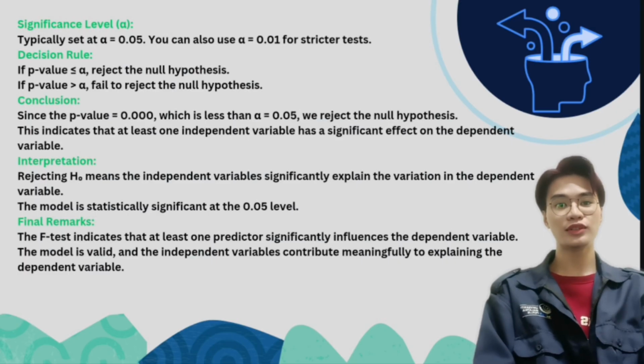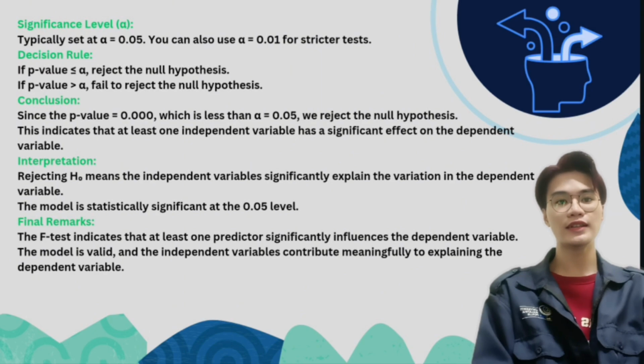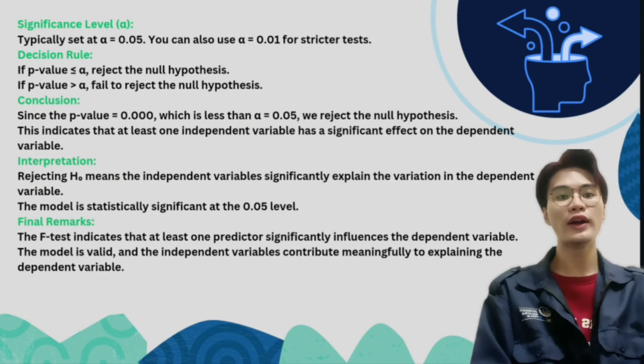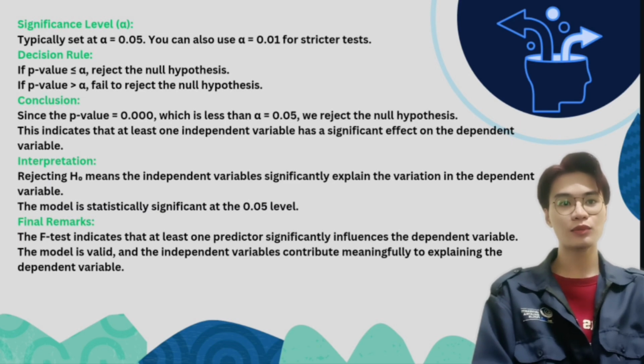Rejecting the null hypothesis means that there is enough evidence to conclude that at least one independent variable significantly affects the dependent variable. The regression model is statistically significant, meaning it explains the variation in the dependent variable and the independent variables are not all 0. The p-value of 0.0 confirms that the model is significant at the 0.05 level.